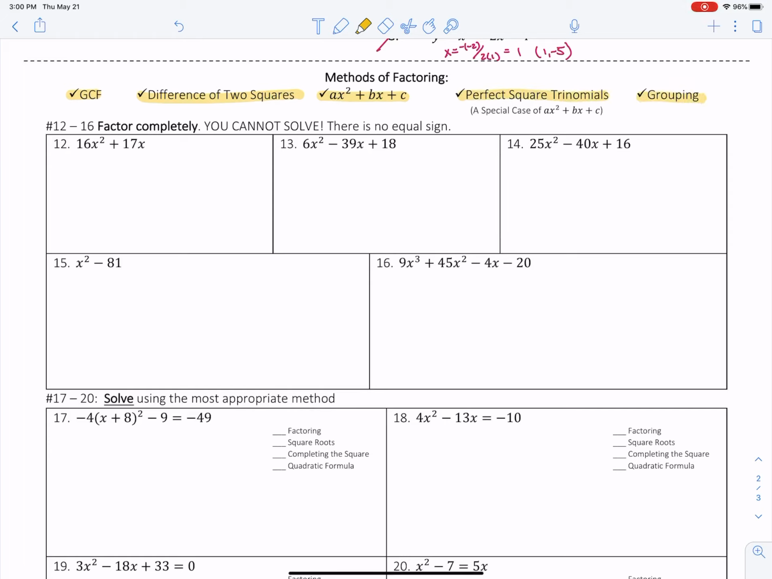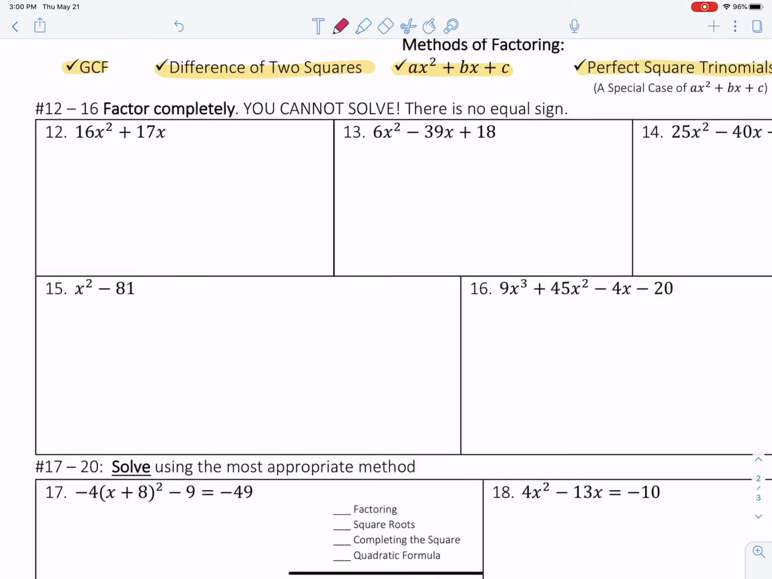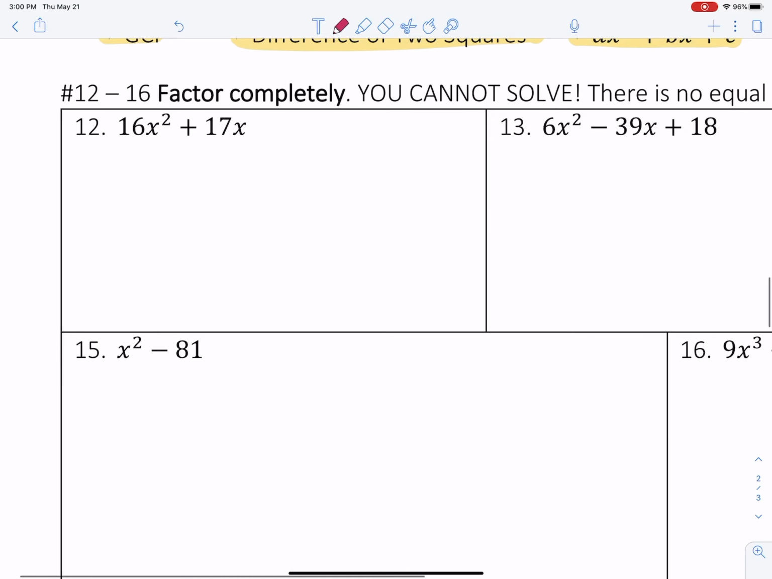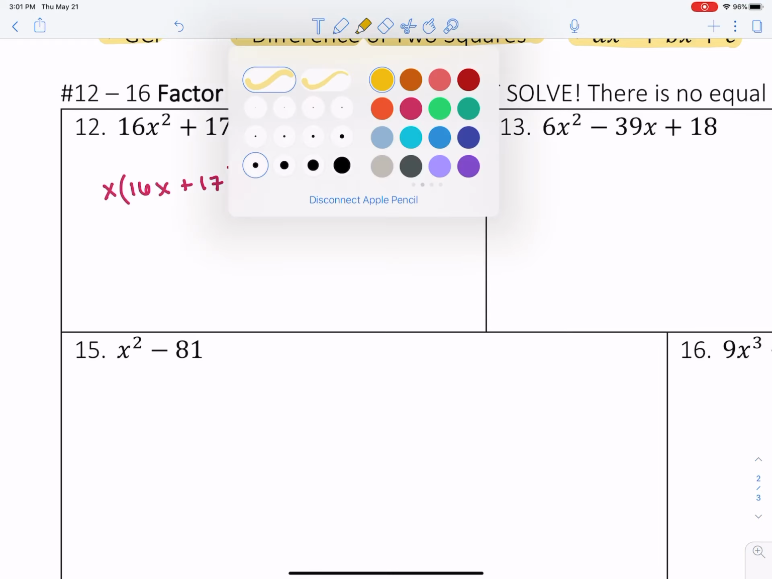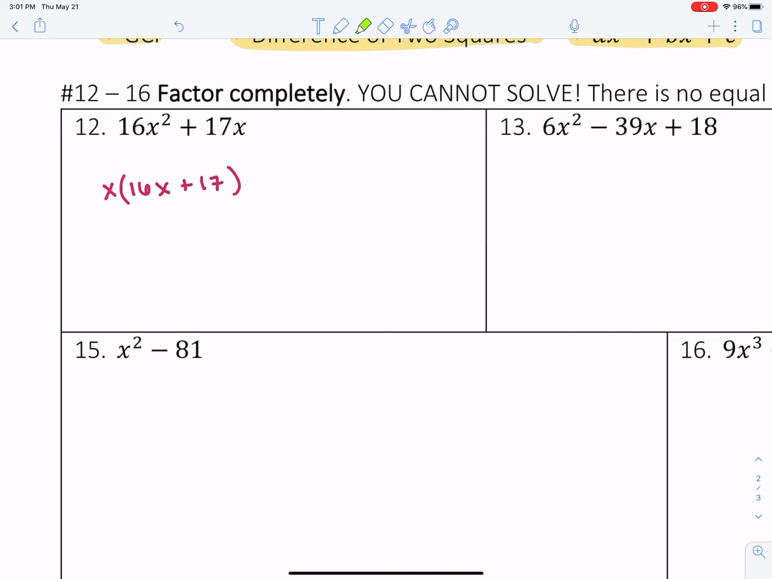Okay, so let's start factoring these guys. For number 12, I like that GCF. It has a GCF of x. So when you factor out an x, you get 16x plus 17. There's nothing else that's common about that, so that's as simple as we go. I'll switch to a different color of highlighter here. Maybe I'll use green. And that's our final answer.